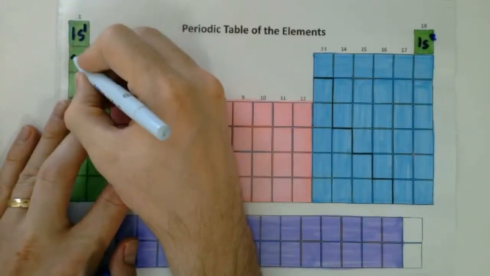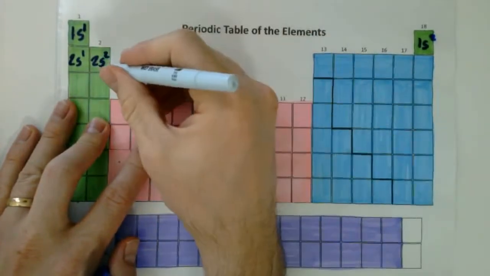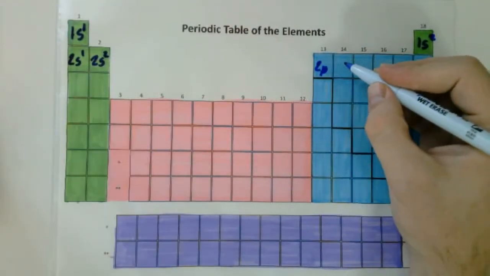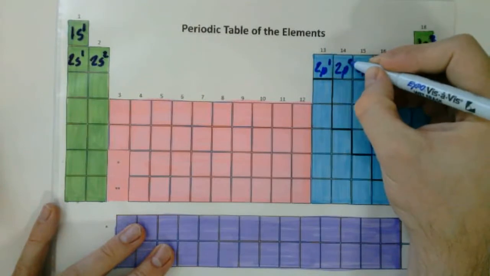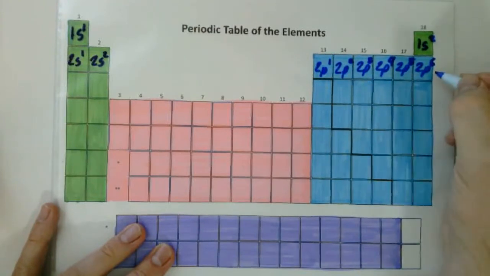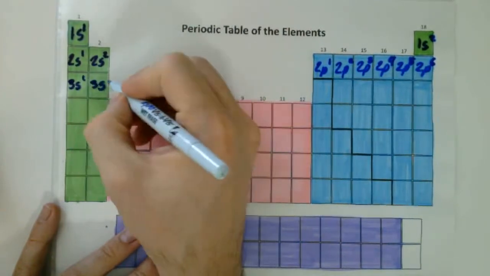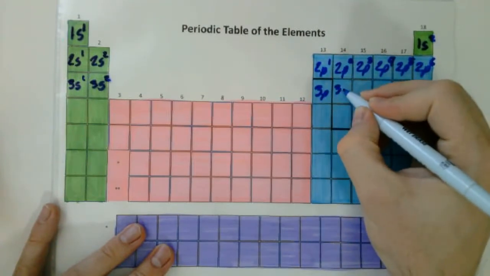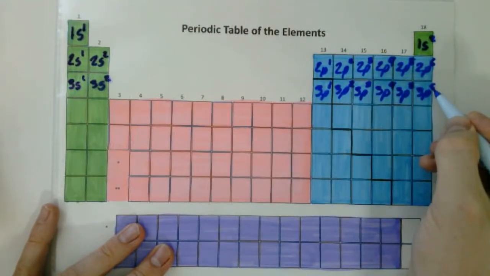And then we go to the 2s, and it has 1, 2, and then it is full. Then we're going to go to the 2p, and in the 2p we've got 6 of them. So I went ahead and filled that in, and we've got 1, 2, 3, 4, 5, 6 electrons can fit in our p. And then we go to the 3s, put 1 electron here, 2 electrons. Then we go to the 3p, and I went ahead and filled that out so you can see that there's a total of 6 electrons that can fit in the 3p.